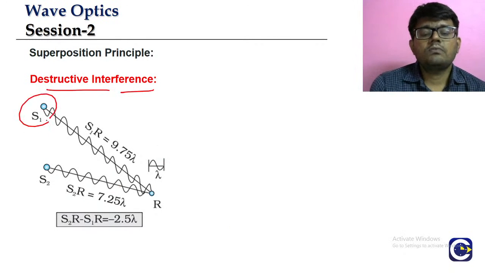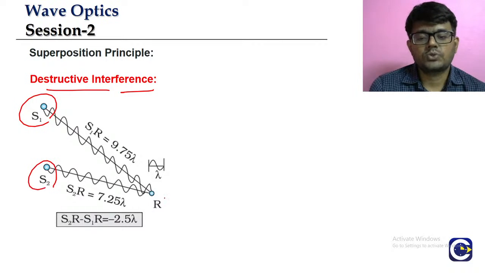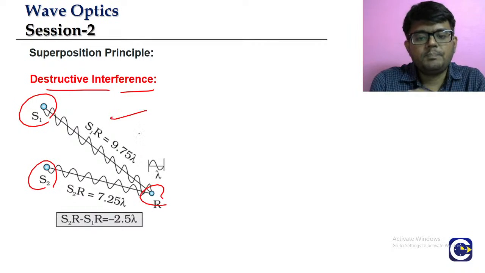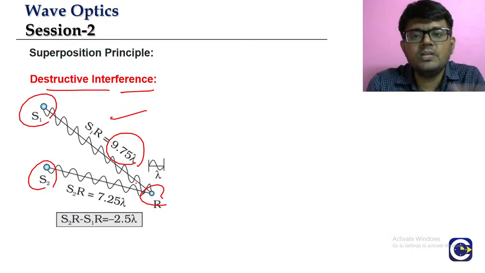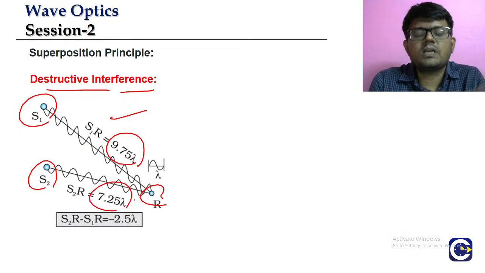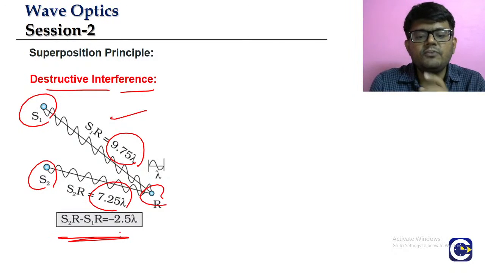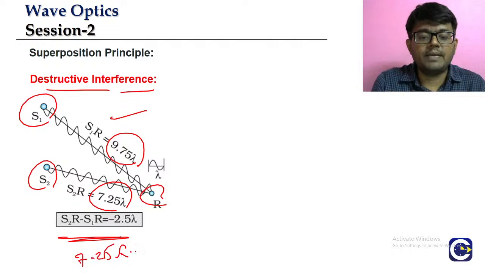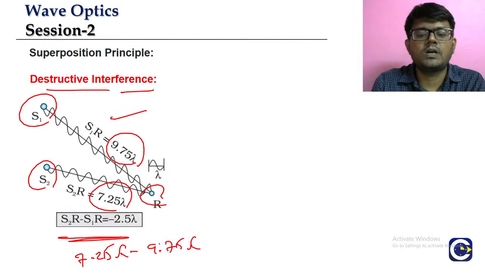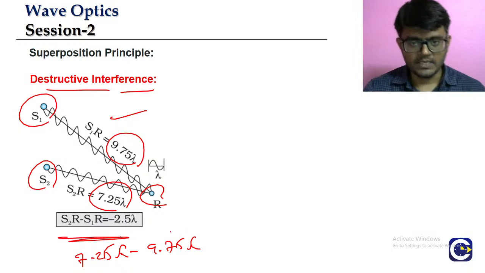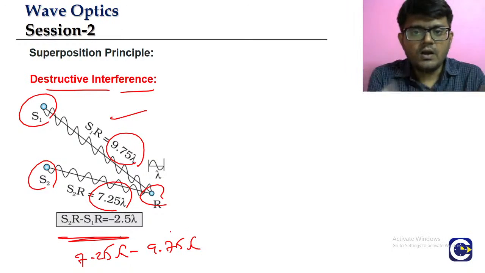Look at this. We have a wave coming from source 1 and a wave coming from source 2. They are reaching point R. The path covered is 9.75 lambda, and here 7.25 lambda. These are some illustrative example numbers. If you take the path difference, S2R, the path covered by the wave from source 2, minus S1R, the path covered by the wave from source 1, it is 7.25 lambda minus 9.75 lambda, that is minus 2.5 lambda. It can be negative also, it depends upon how you are subtracting.